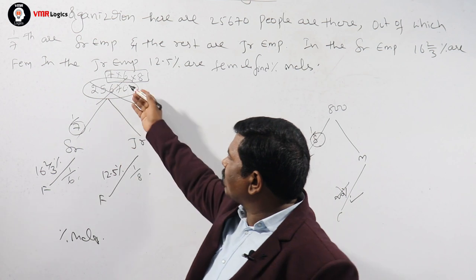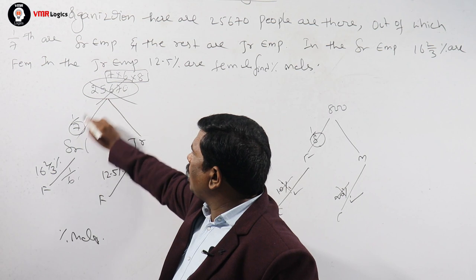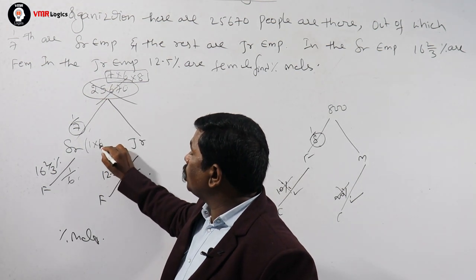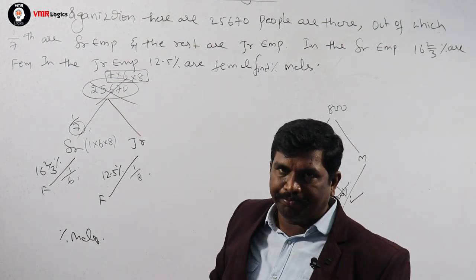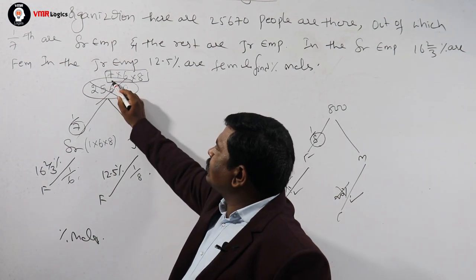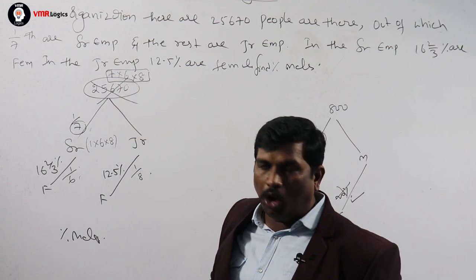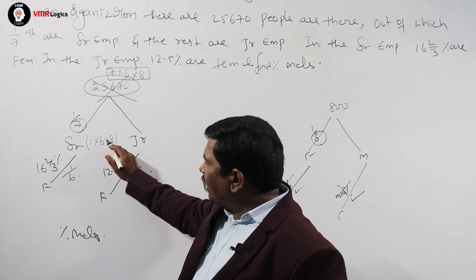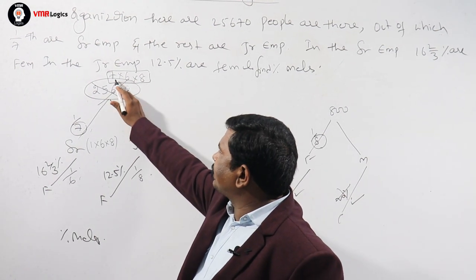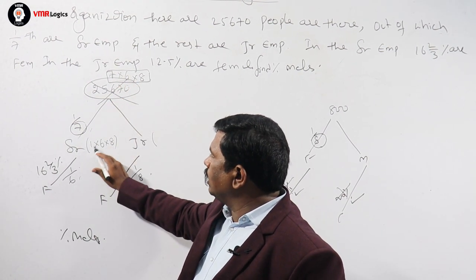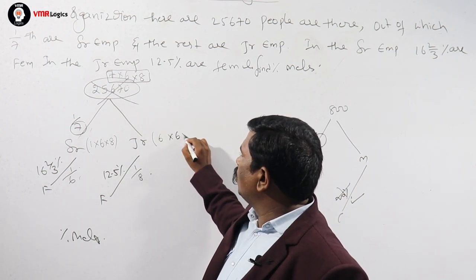Out of which now 1/7 are seniors. What is the 1/7 part of this? 7 table, 1 time. So 1 into 6 into 8. Once again, don't multiply. Now look, there are totally 7, 6, 8 employees. Out of which 1, 6, 8 employees are seniors. Obviously, the rest: totally 7, 6, 8s are there, here 1, 6, 8. So what is the rest? The rest is 6, 6, 8s are juniors.